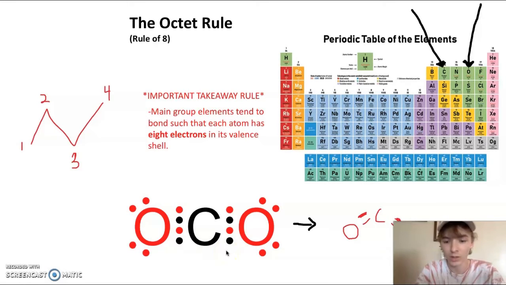Also, since each single bond is the sharing of 2 electrons, 1 from both atoms, we can tell that there are 4 electrons being shared between the carbon and a single oxygen. So this would actually mean a double bond right here. So it actually results in this structure, as you can see here.